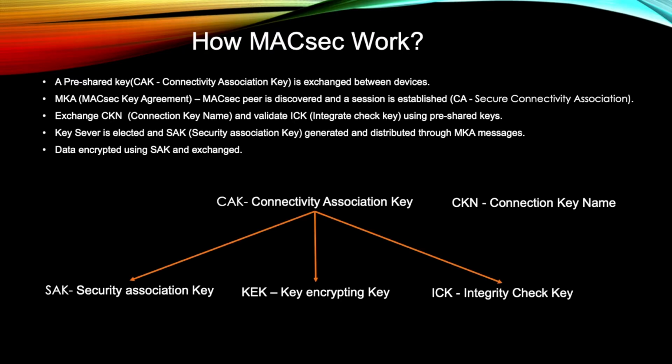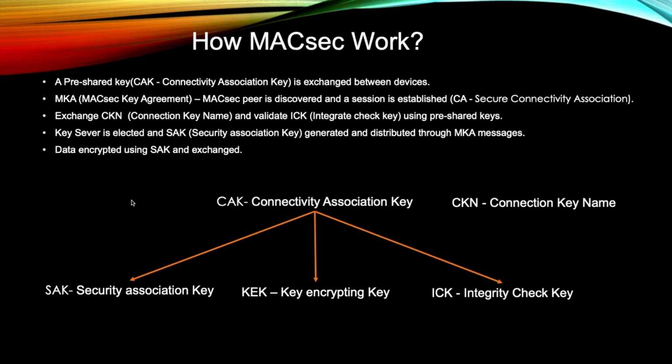So a pre-shared key is exchanged between devices. Whenever you enable MACsec for a Direct Connect connection, you need to provide a pre-shared key and the connection key name. These two fields you need to provide to enable, basically to associate it with that Direct Connect connection. Once these pre-shared keys are provided, the MACsec peer is discovered. One device will start checking which neighboring devices it has that are MACsec peers, or MACsec enabled. So it finds those devices and creates a peering session with them.